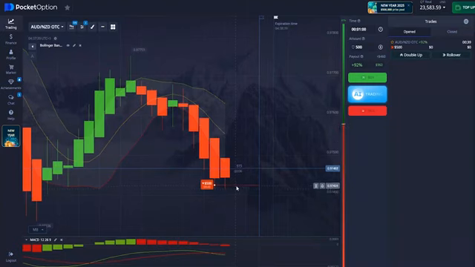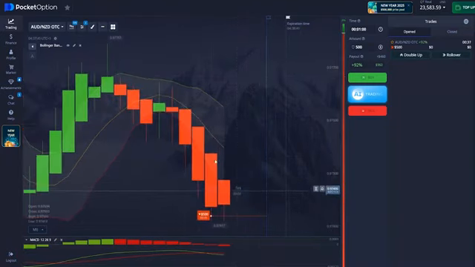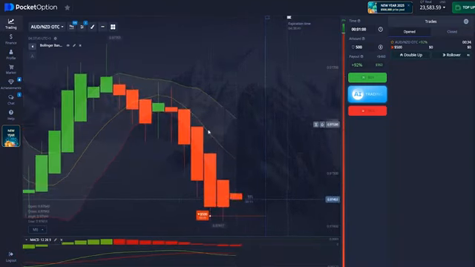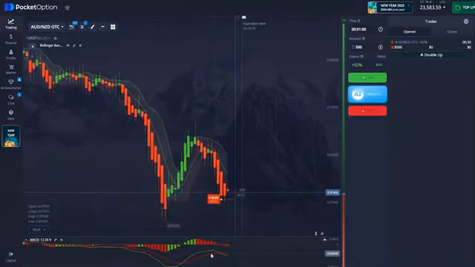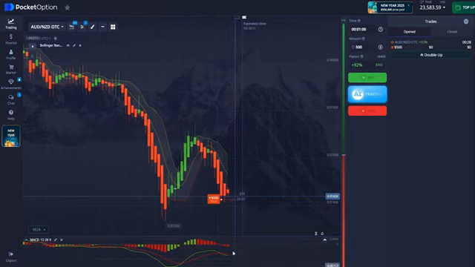Another confirmation we have right here is that you can see a strong candlestick lining up below the middle line of our Bollinger Band, and not only that, you can see our MACD line crossing each other, giving us a downtrend confirmation. I hope you're getting it right.